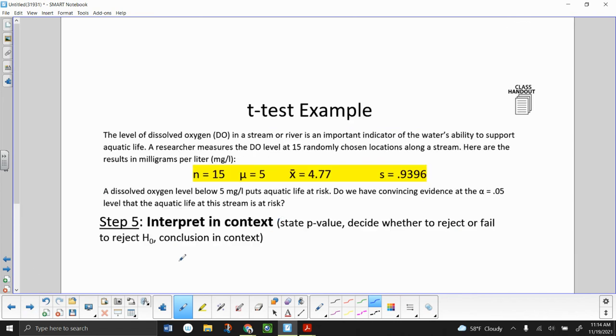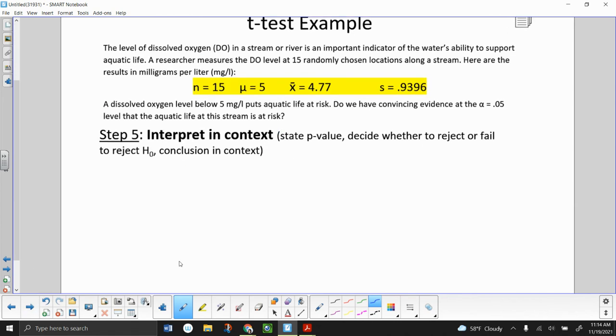All right, so now our interpretation in context. So since we don't have a value for the p-value, we're just going to state our range. So I'm going to say since our p-value is somewhere between 0.15 and 0.20, that is greater than alpha of 0.05, we fail to reject our null hypothesis. We do not have enough evidence to conclude that the mean dissolved oxygen level is less than 5 milligrams per liter.